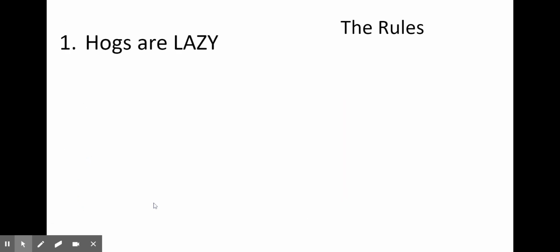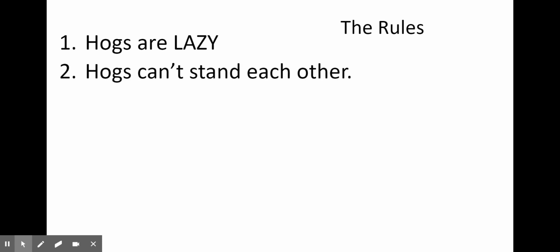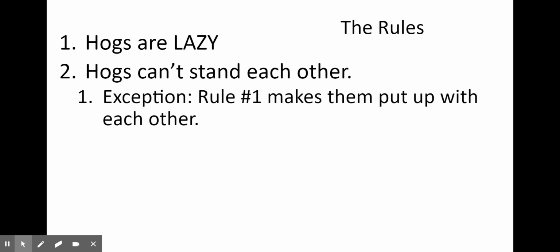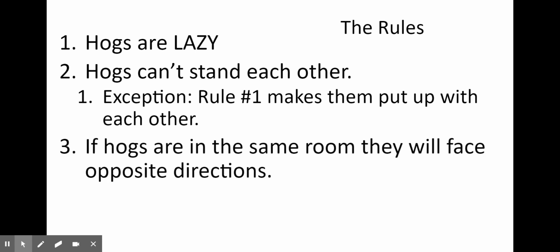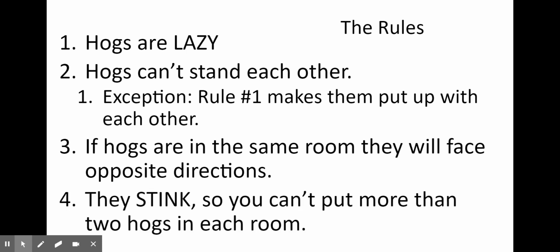So the rules. Hogs are lazy. Hogs can't stand each other, but there is an exception to this rule, okay? They can't stand each other, but if they're lazy enough, they'll be around each other, okay? If hogs end up in the same room as each other, they will face opposite directions because they can't stand each other, okay? And they stink, so you can't put more than 2 hogs in each room. Well, what does this mean?